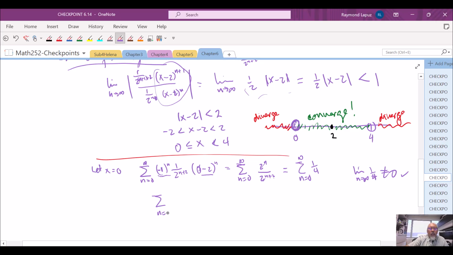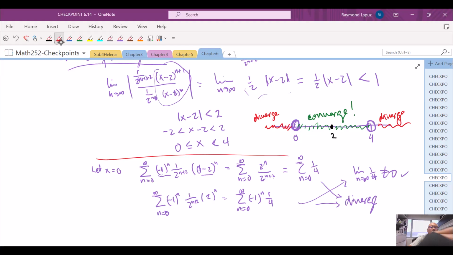And if we put in 4, this will be (-1)^n times 1 over 2^(n+2) times, 4 minus 2 is 2, so that's 2 to the nth power. And the same thing's going to happen, except this is alternating. So n goes from 0 to infinity of an alternating series of just 1/4. Again, this limit here also goes off to infinity, so it's going to diverge as well. So both of these diverge.